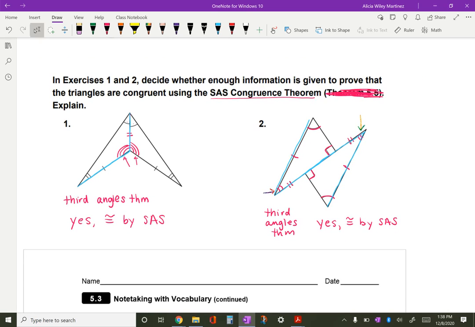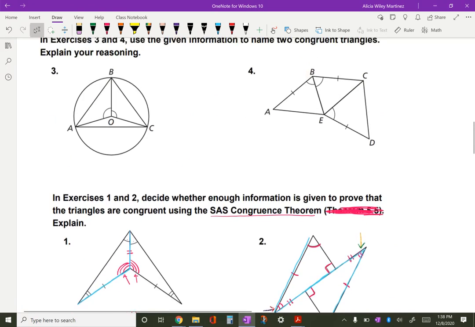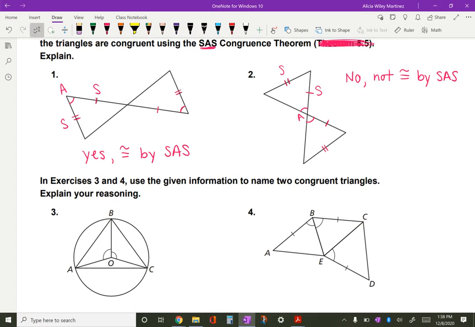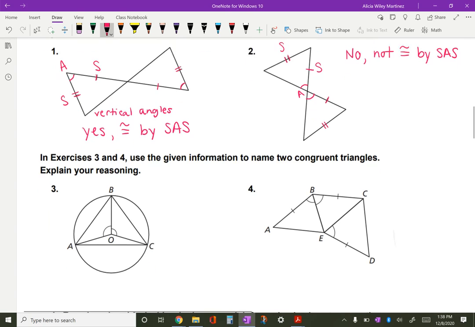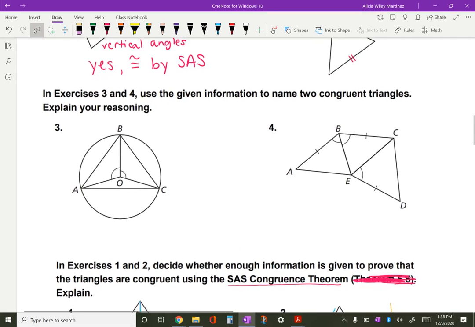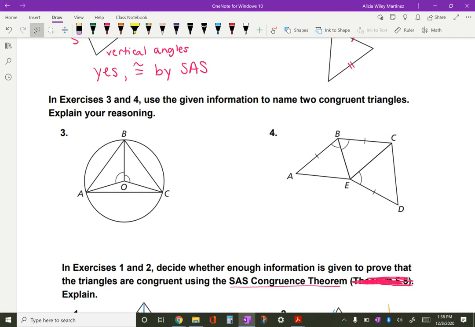Okay, so you got to pay attention and watch out for that third angles theorem. We also want to watch out for vertical angles could definitely show up as well. Okay. All right. Let's take a look at numbers 3 and 4. These are just some little extra examples here.